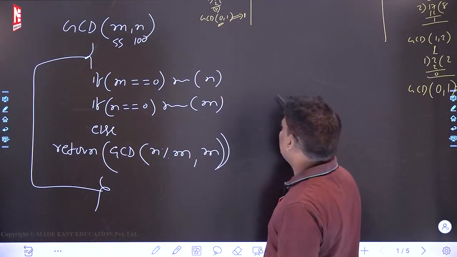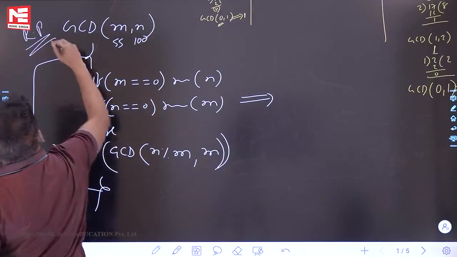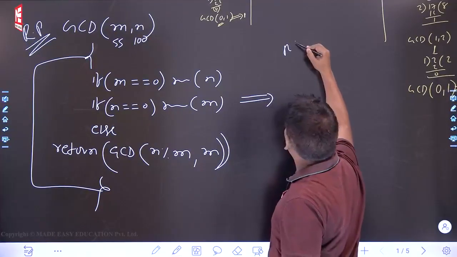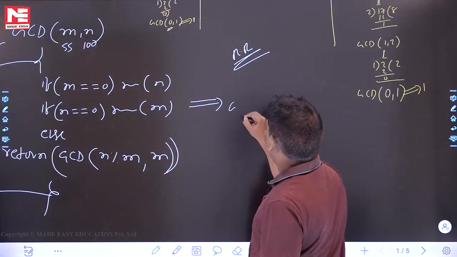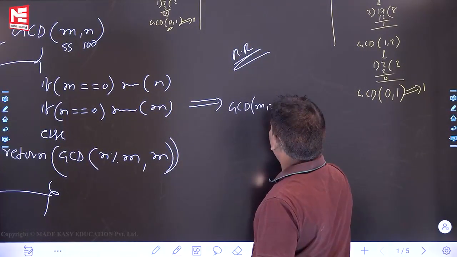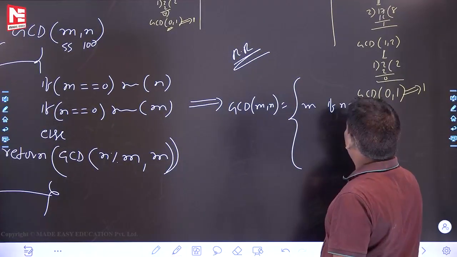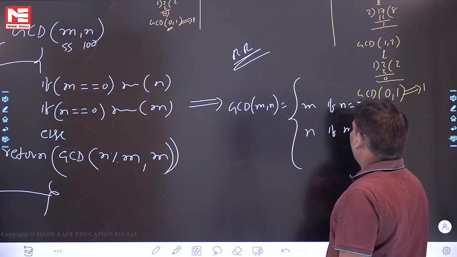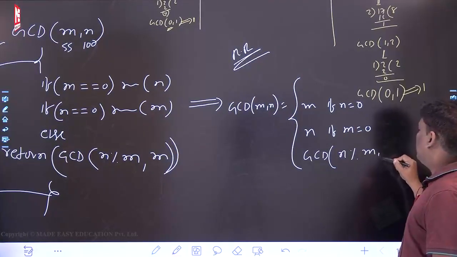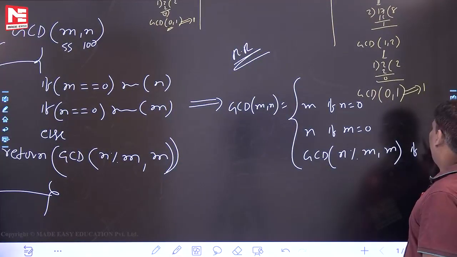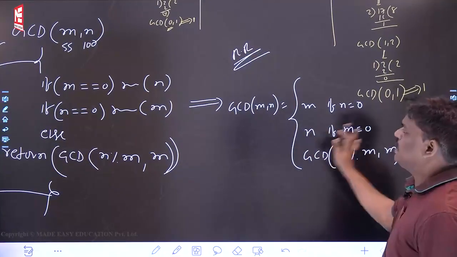Now, if you want, you can write the recurrence relation also. It is the recursive program, and it is the recurrence relation. See this one: GCD of m comma n is equal to, you only say, what is the answer? Answer is m if n is 0. Answer is n if m is 0. Otherwise, GCD of n modulo m comma m, if m comma n is greater than 0. Like this, the same thing I wrote.